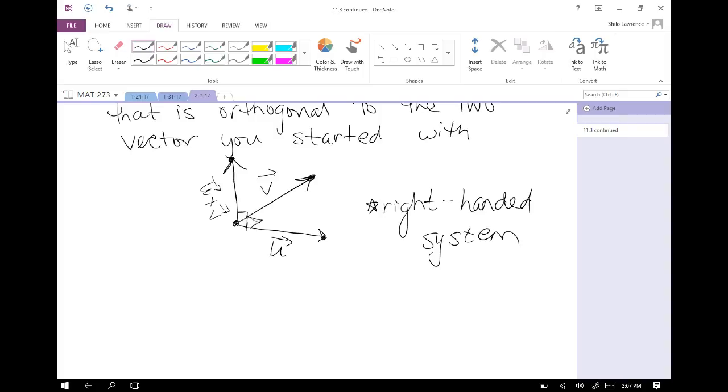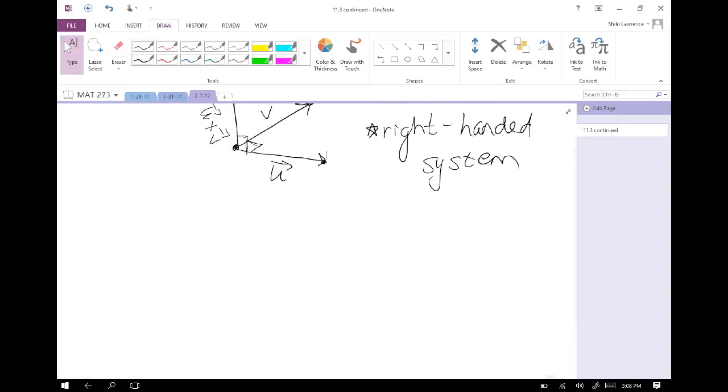So if you're left-handed, you're screwed. You've got to learn to do this with your right hand. Left hands matter. Not in Calculus 3. Right hand, I still can't do this.